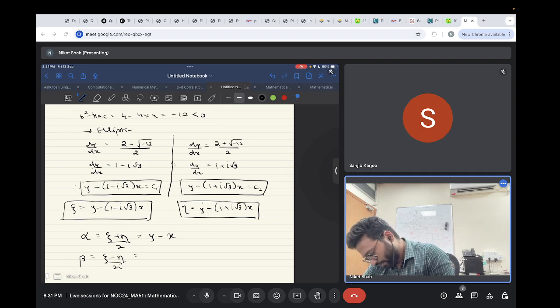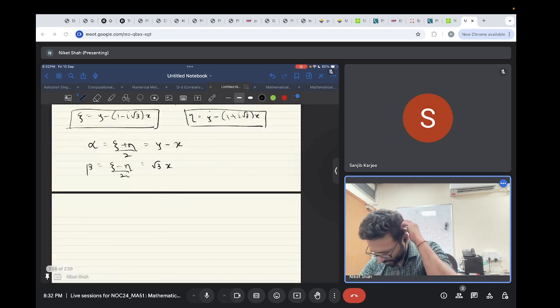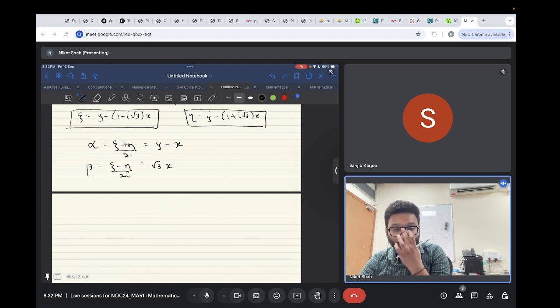So what does this give you? This cancels out. y gets cancelled, 1 gets cancelled. Only i root 3 x minus plus i root 3 x remains. So what it gives me is root 3 x is what remains. All that remains is just root 3 x. Alpha is y minus 1 and beta is root 3 x. So these are my two new variables using which I'll write the canonical form of the PDE.